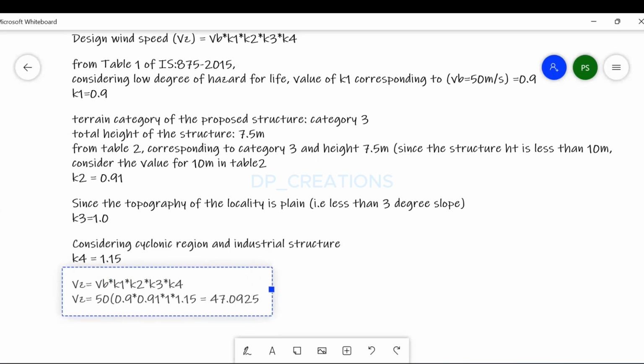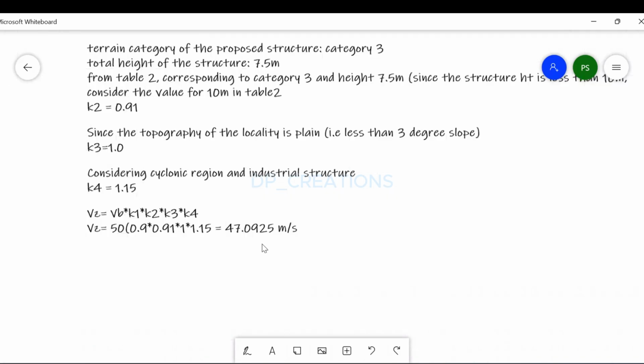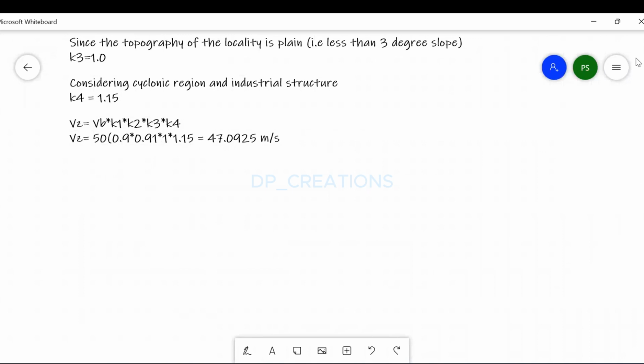47.0925. So we are getting less than the basic wind speed because our structure is not so important, as we have considered. Okay, see, except the cyclonic part, in other cases we have got a value lesser than 1. Height of the structure ratio and the risk factor both we got less than 1. That's why our structure can be designed for less than the 50 meter per second. Okay. So up to this is done. Next is your Pz.